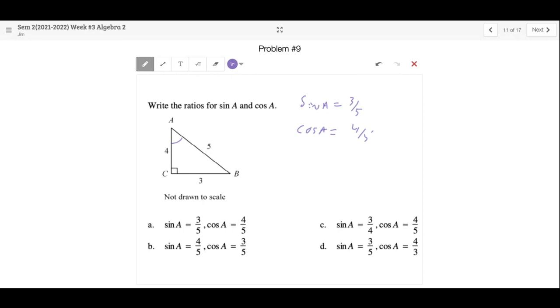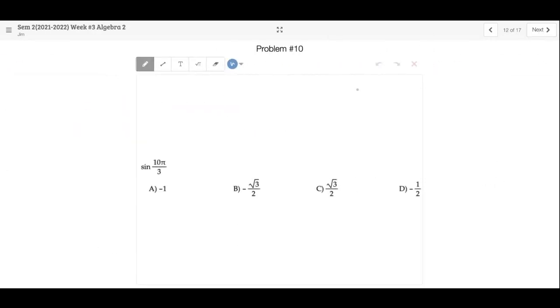All right. Problem number 10. This problem is what the last problem on the assessment deals with. Now, I'm going to show you what I want you to do. On the assessment this week, it says use the unit circle. I don't want you to use the unit circle. I want you to use special triangles.